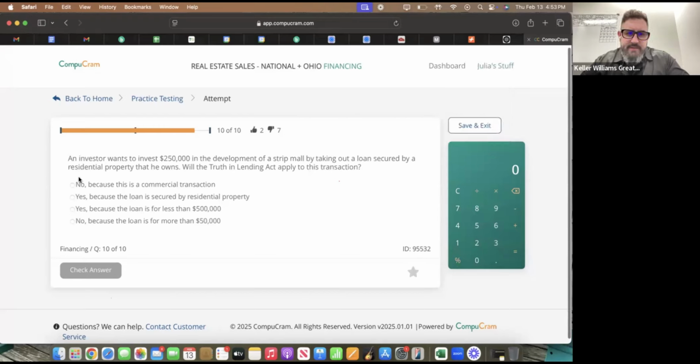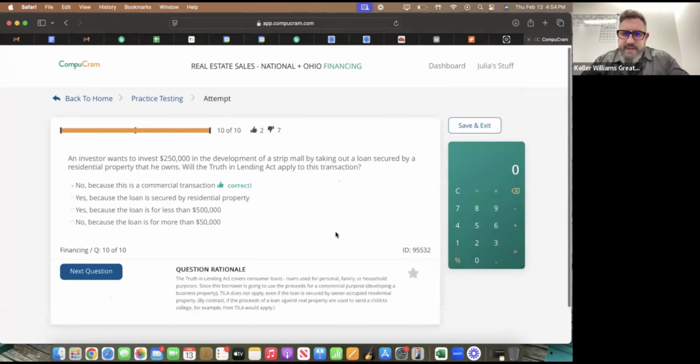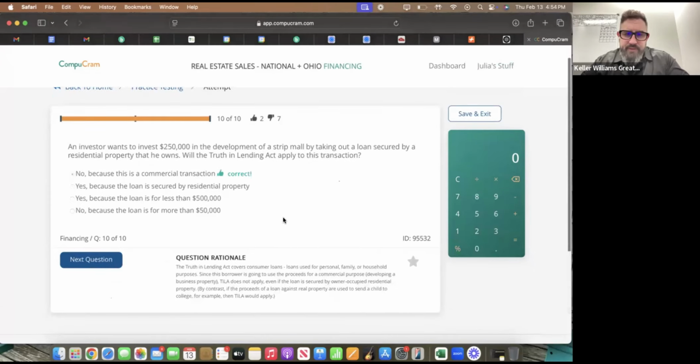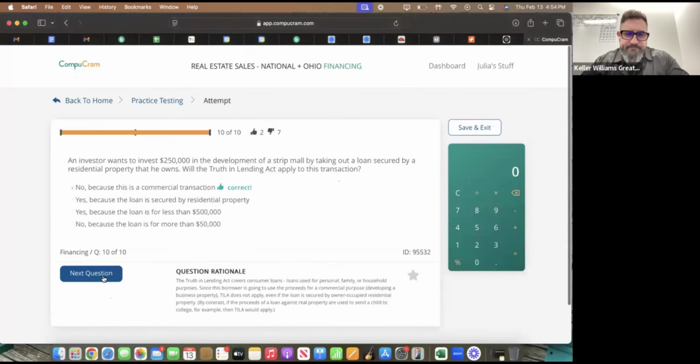Asif thinks it's A. Let's check Asif's work. You are correct. Good job, Asif. The Truth in Lending Act covers consumer loans, loans used for personal, family, or household purposes, not in a commercial transaction.